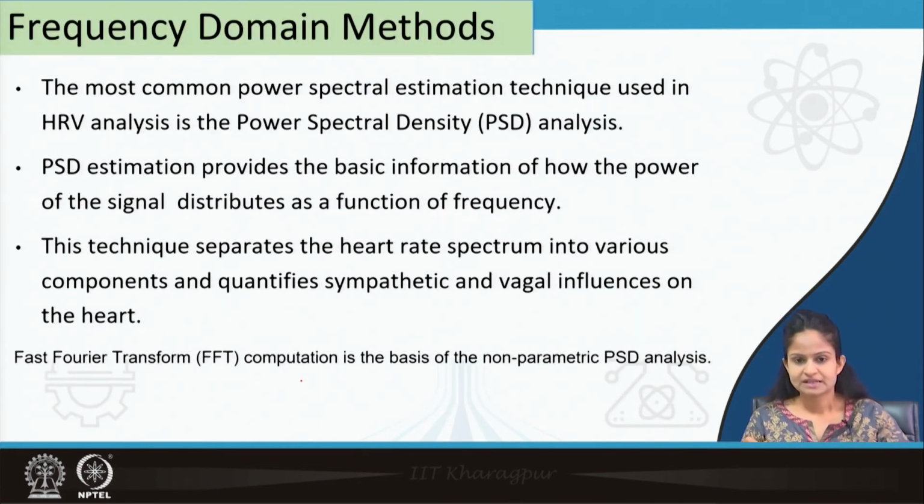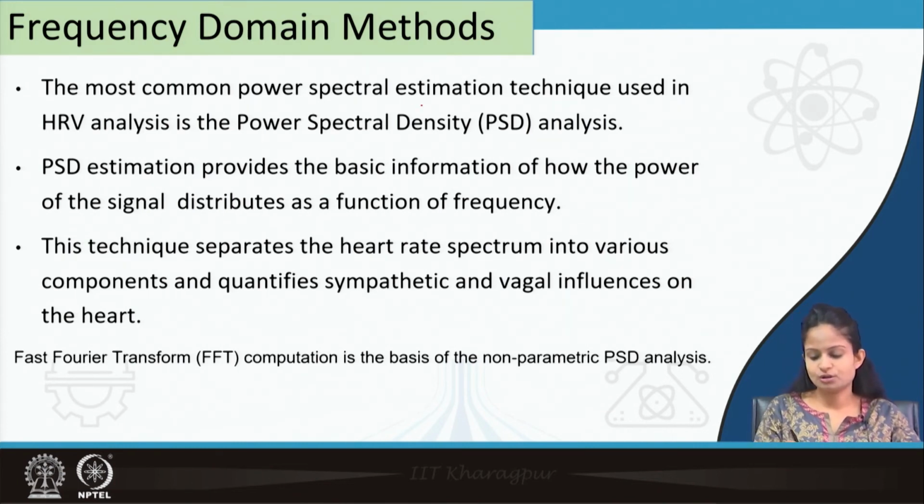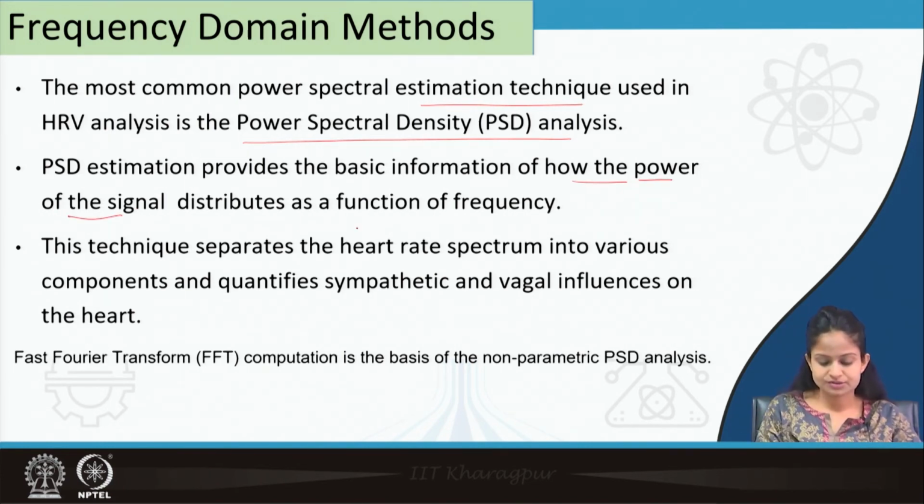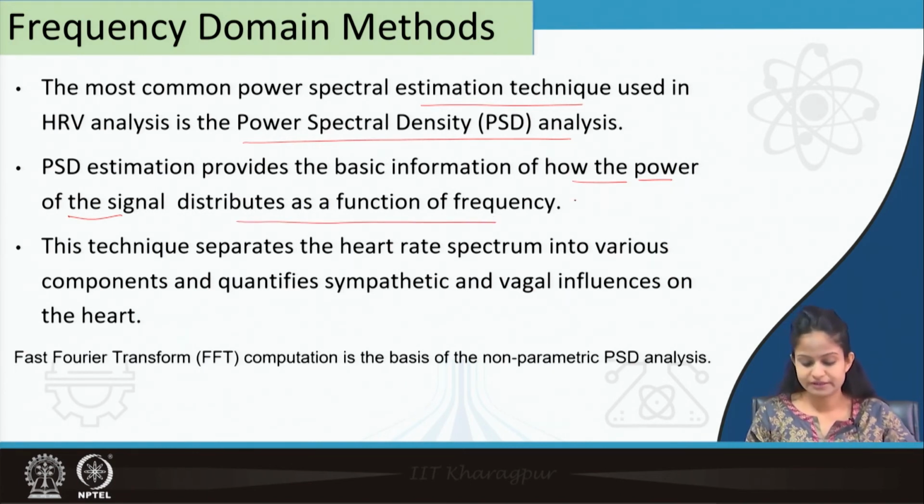So, these are the time domain measures, or the time domain analysis. Now, the frequency domain methods. The most common power spectral estimation of HRV analysis is the frequency domain analysis, or power spectral density analysis, which is mainly dependent on the fast Fourier transform algorithm. Power spectral density estimates provide the basic information of how the power of the signal is distributed as a function of frequency.